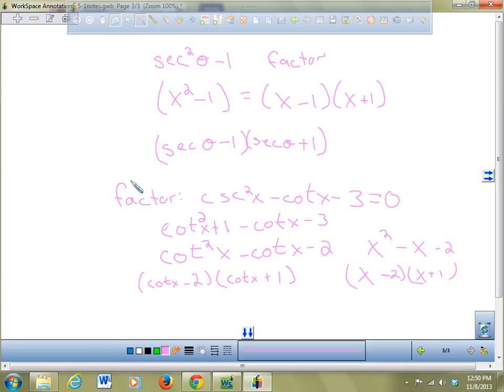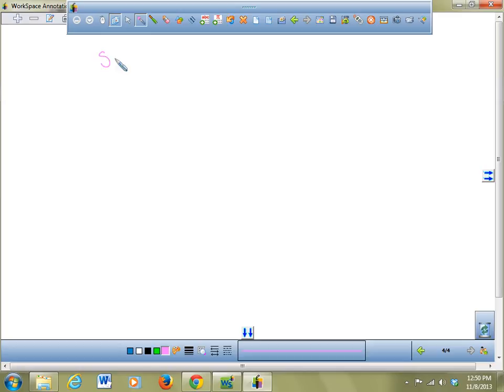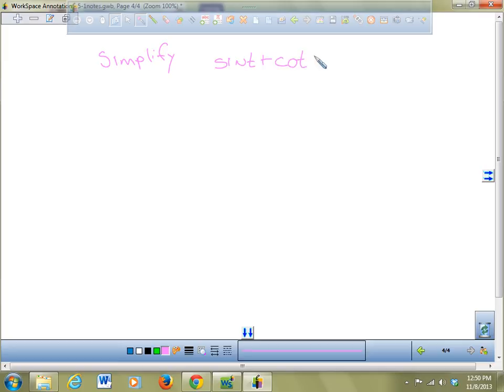What if I saw this and they said simplify? Simplify sine of t plus cotangent of t. That means cotangent of t like that, not cotangent of t times t. It doesn't mean cotangent times t, it means cotangent of t. Cosine of t.